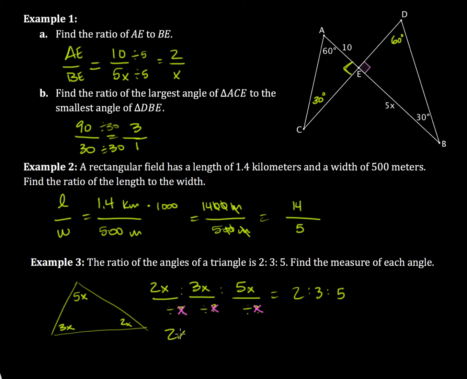Well, thankfully, I know that 2x plus 3x plus 5x in this picture should equal 180 because those are the angles of this triangle. So 10x is equal to 180, which means that x must be 18. So my first angle is 2 times 18, which is 36 degrees. My next angle is 3 times 18, which is 54 degrees. And then my last angle is 5 times 18, which is 90 degrees. So my angle measures in this triangle are 36, 54, and 90.